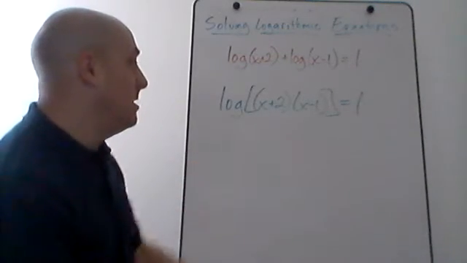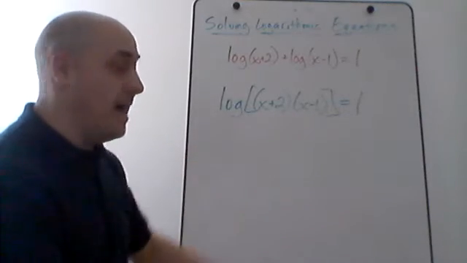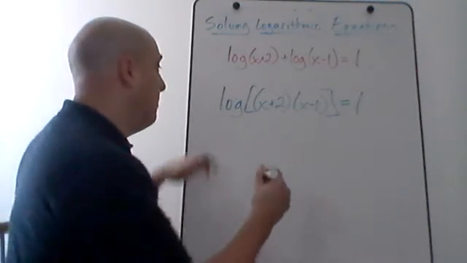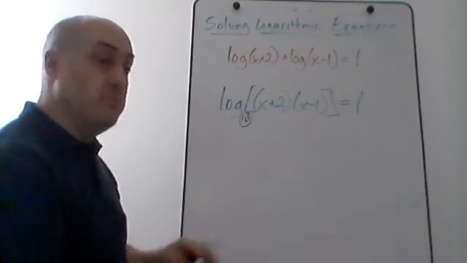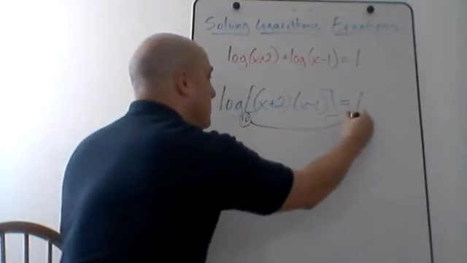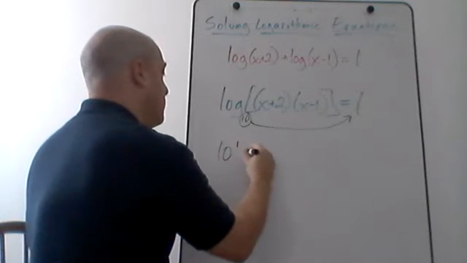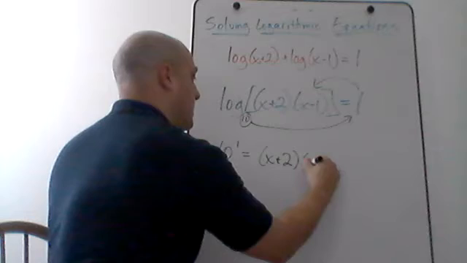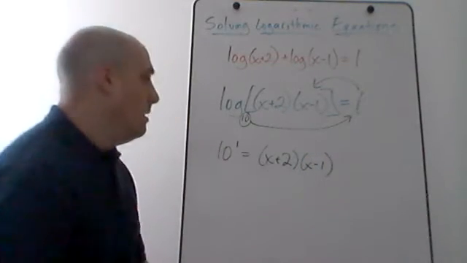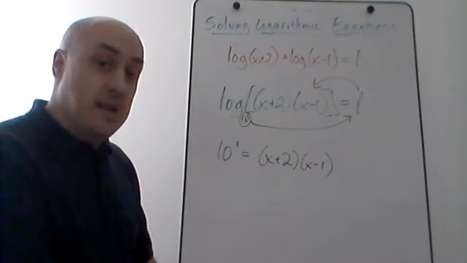All right, so I combine them together. My logarithm is isolated now. I'm ready to switch to exponential form. It's the common log. It's base 10. There's no number written there, so I assume that it's a 10. So it's 10 raised to the first power. So 10 to the first power equals all of this stuff in here, x plus 2 times x minus 1. And now that's the equation that I need to solve.